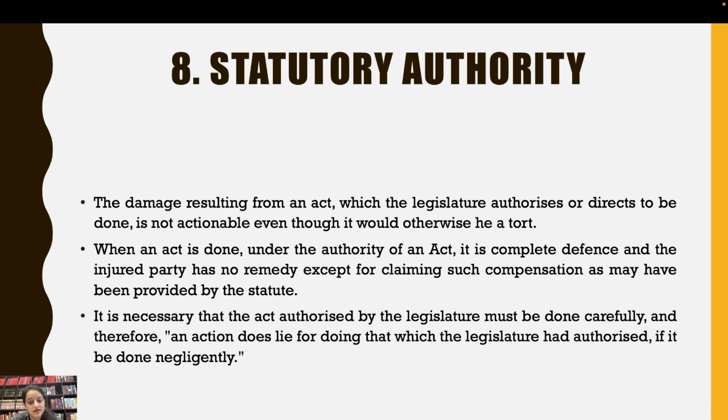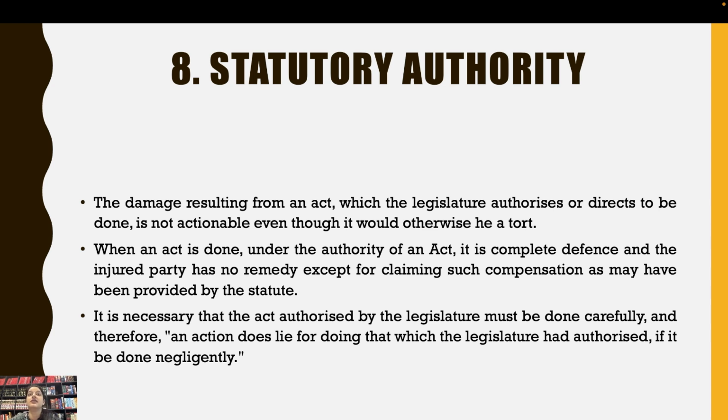When the act is done under the authority of an act, by act here we mean law, it is a complete defense and the injured party has no remedy except for claiming compensation as may have been provided by the statute. So somebody takes up somebody's land, enters somebody's land under statutory authority. You can only take the remedy that is available under the statute if that act is done beyond what is stated in the statute. It is necessary that the act authorized by the legislature must be done carefully, and therefore an action does lie for doing what the legislature has authorized if it is done negligently.